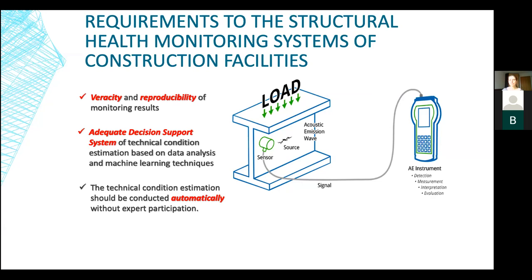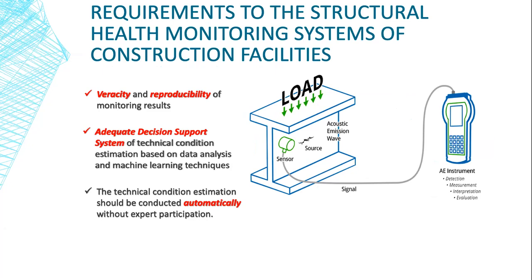So the technical condition diagnostics of construction facilities under operating conditions is a relevant problem. The solution is connected to the development of complex monitoring systems. Within the scope of practical implementation of condition monitoring systems, failure forecasting and damage estimation become an important problem. So we have plenty of requirements that a good condition monitoring system should satisfy. First is veracity and reproducibility of monitoring results.